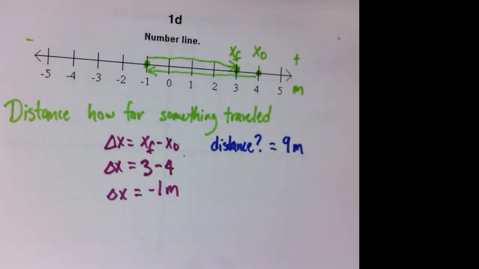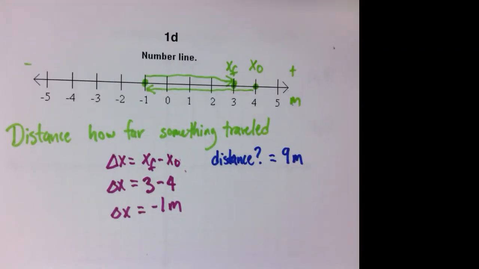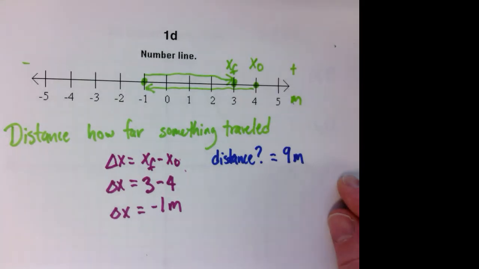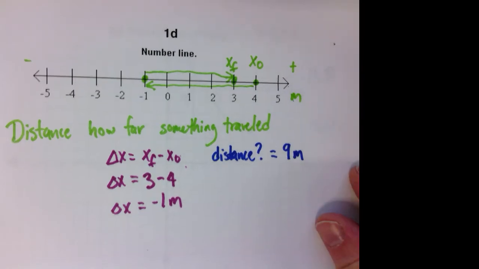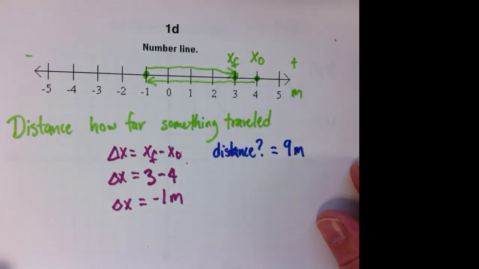The third concept is the distance, and the distance is how far something has traveled. Now let's remember, position is where something is located, displacement is how much it has changed, and distance is how far something has traveled. So let's see here how this is different.